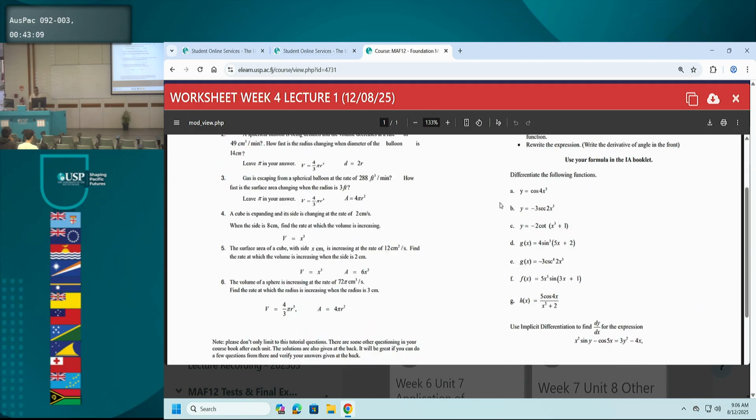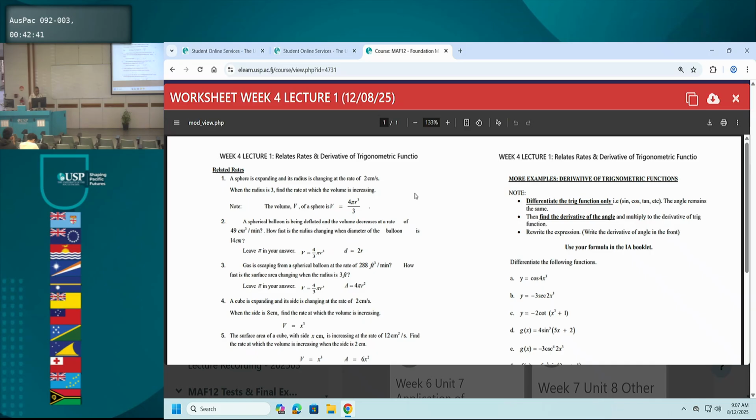Now, for those of you who do labs, I believe chemistry, bio, and physics, you use the oscilloscope to take readings, and on the screen you've got wave-like designs. They use the concept of trigonometric differentiation. So we'll have a look at some questions on related rates. We'll begin with question 2.